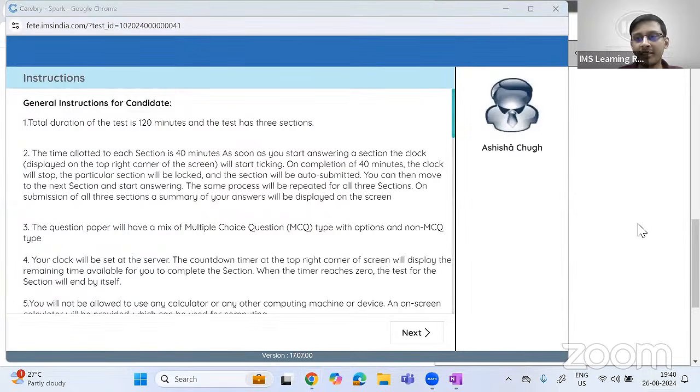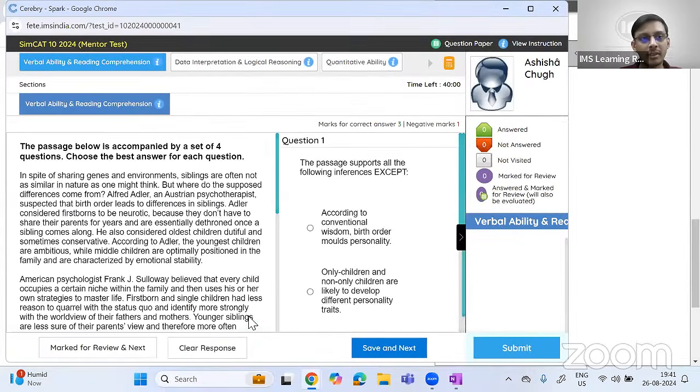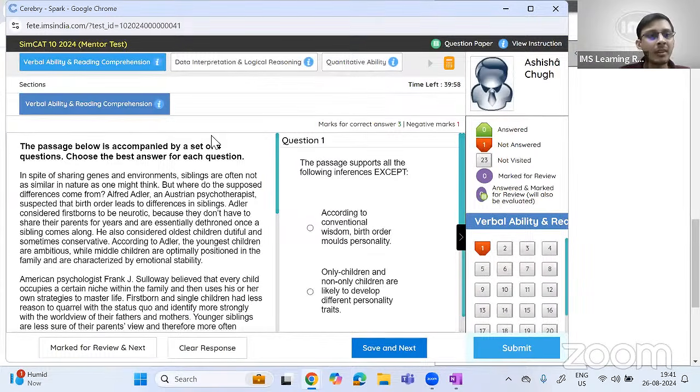One second. I'll just try to minimize this video screen. Okay, I think this is fine. Okay, let's start. Okay, this is SimCAT 10. So let's begin.